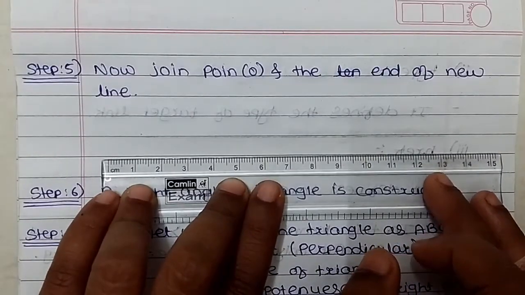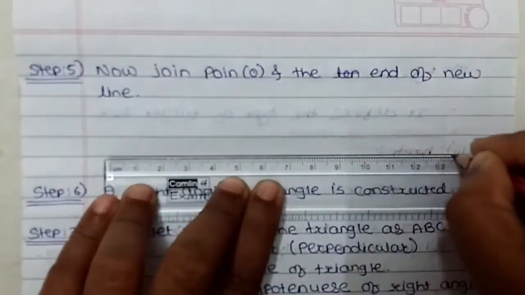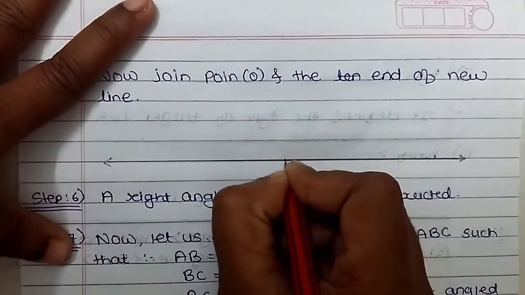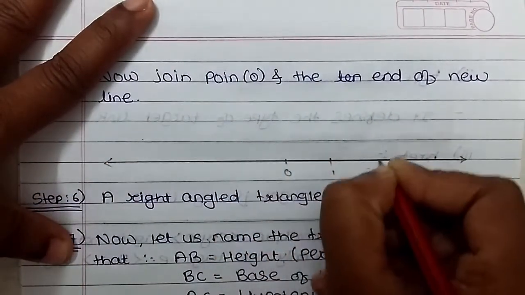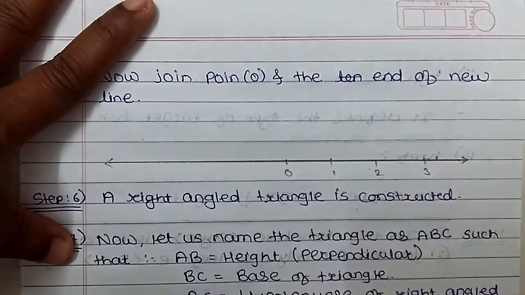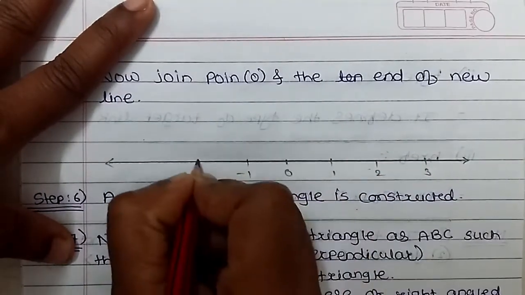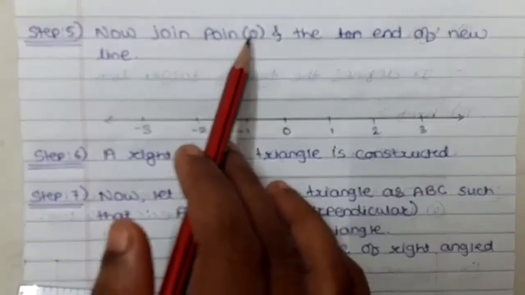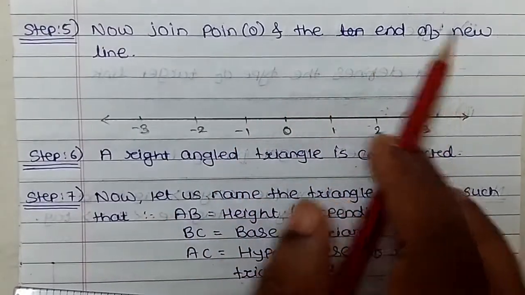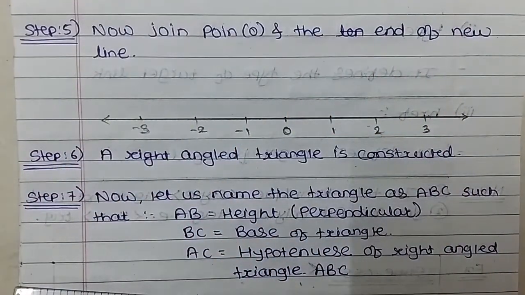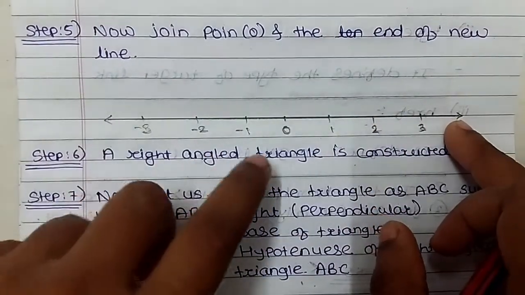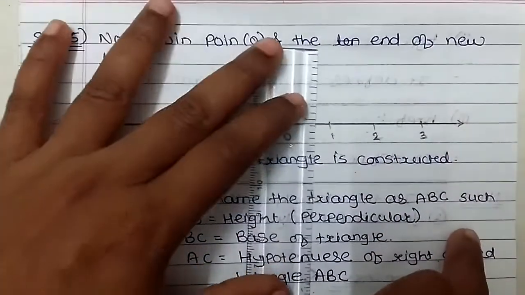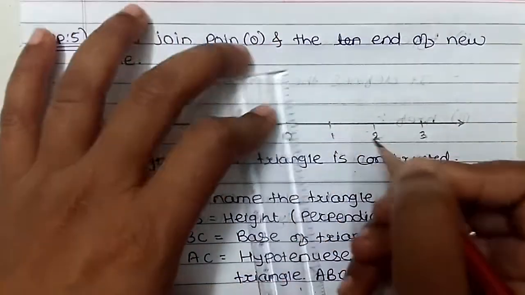What did we do in the earlier steps? You have to draw one line here, then mark 0 in the center, then 1, 2, 3. On this side, -1, -2. Next step, now join point 0 and the end of the new line. In the earlier steps, we drew one number line, plotted some points over it, and then drew one perpendicular at the point 1.